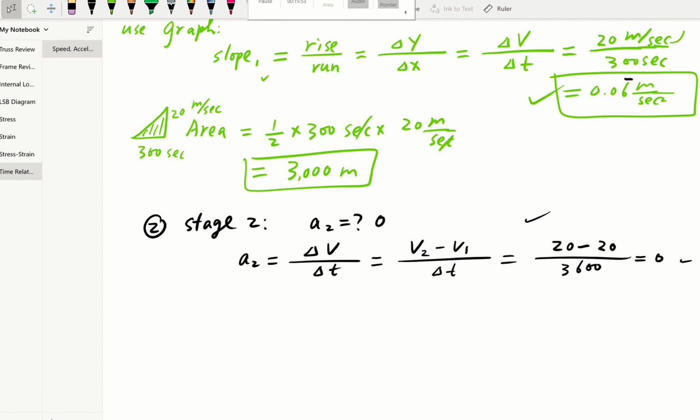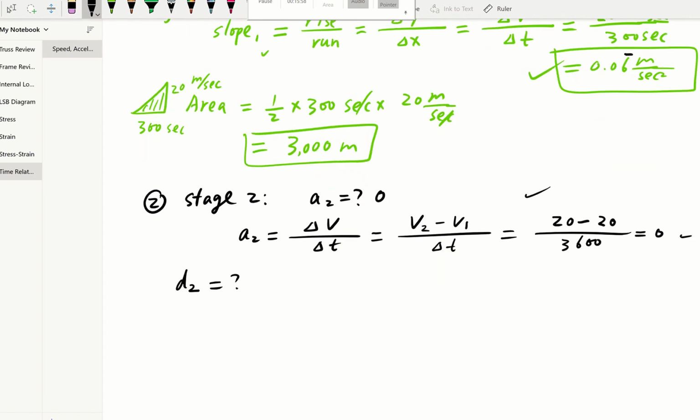All right, now let's look at the distance. How far has this car traveled during the smooth sailing? Using the formula, distance is going to be average speed times time. Since this is a constant speed, the average will be exactly that constant speed, which is 20 meters per second. And this whole process is 3,600 seconds, or 1 hour. Then we can calculate that's going to be 72,000 meters.